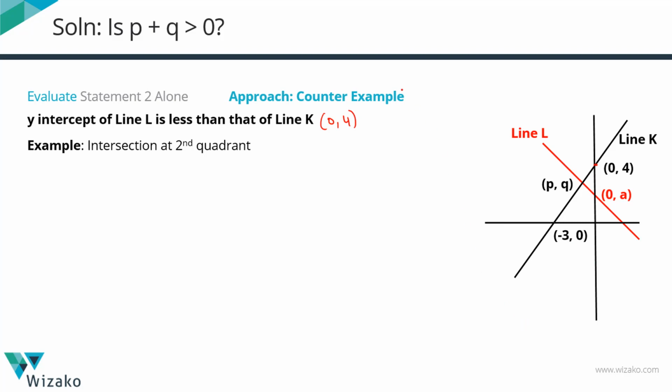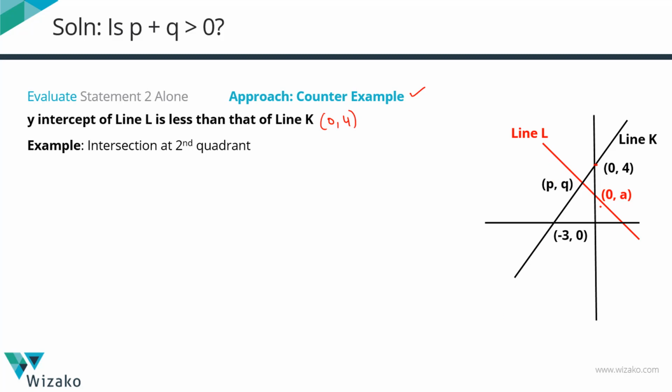Now I'm going to approach it as a counterexample. Let me see if I can get 2 possible values. One case where P plus Q is positive and another case where P plus Q is negative. If I can come up with something like that, then we'll say with this information, I'm not able to determine whether P plus Q is positive.